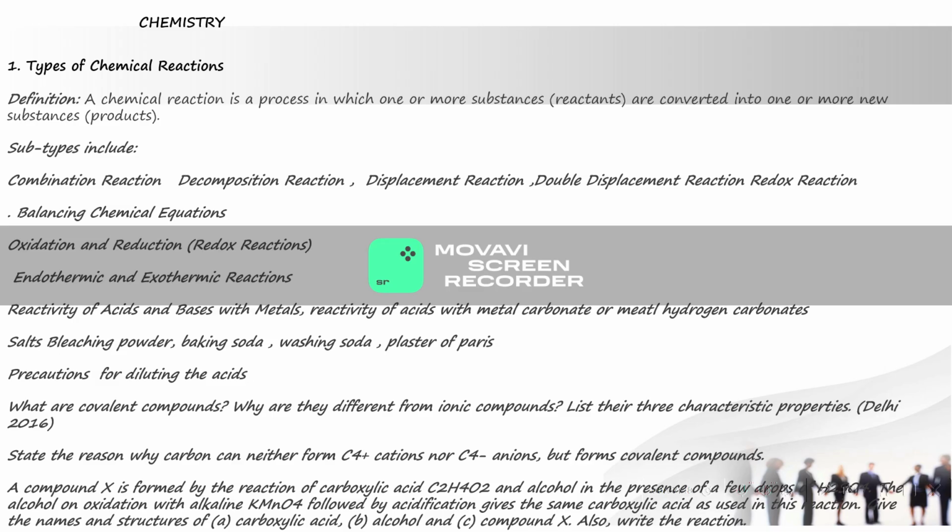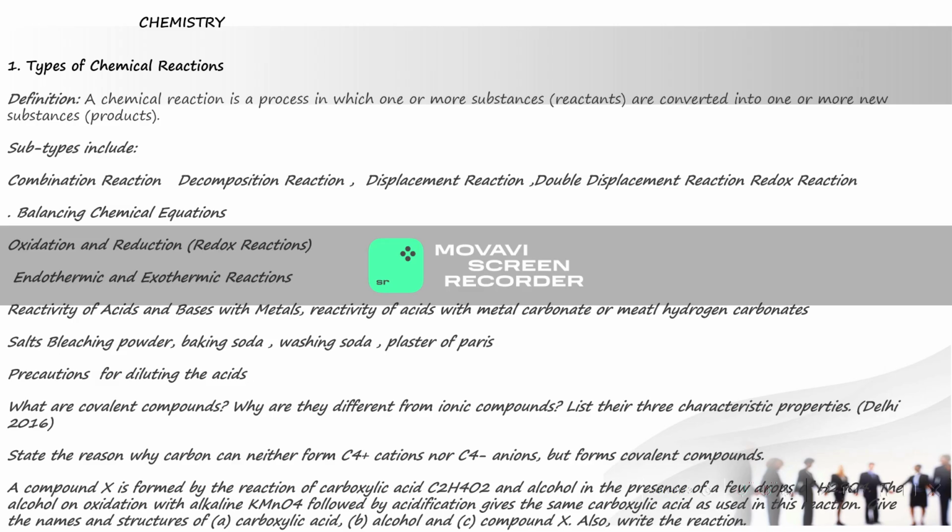Oxidation and reduction, you have to talk about redox reaction, where oxidation and reduction both take place. Endothermic, where heat is absorbed. Exothermic, where heat is released. Reactivity of acid and base with metal, that is another very important question. How do these acids react with metal carbonates and metal hydrogen carbonates? You have to learn that the gas carbon dioxide is produced. How can you check the presence of carbon dioxide gas?